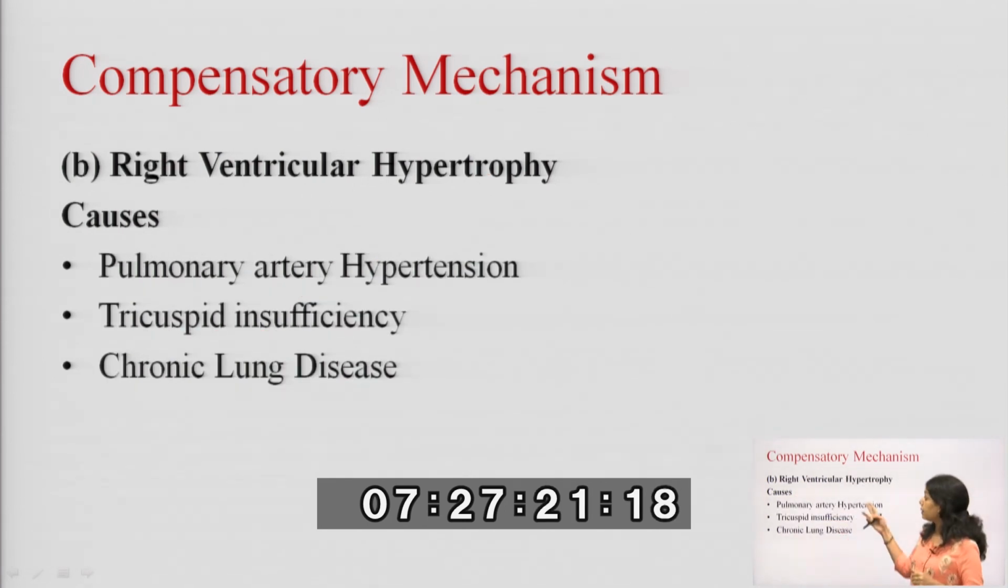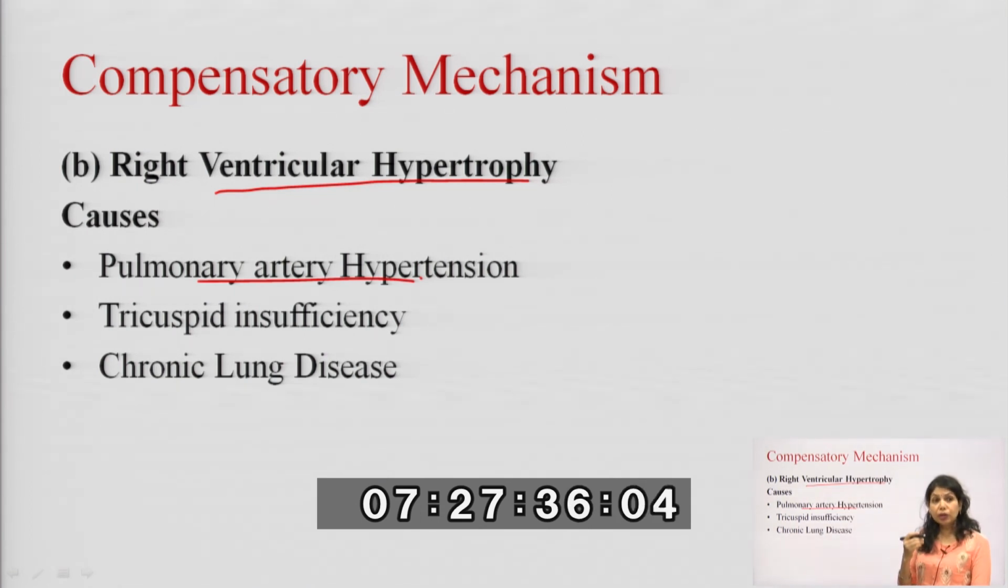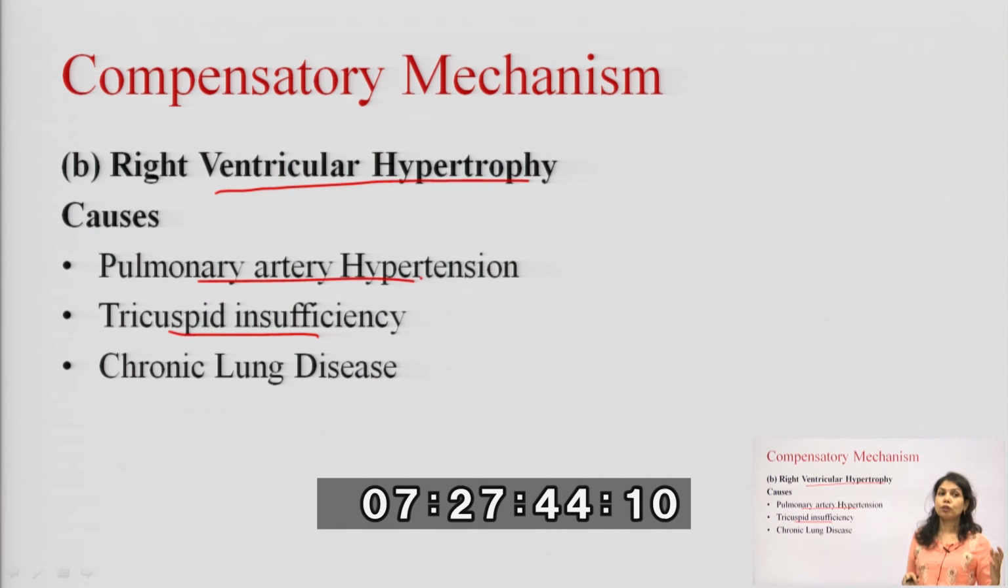Then right ventricular hypertrophy is there, an increase in the cell size of the right ventricle. What are the causes? Pulmonary artery hypertension, or tricuspid insufficiency, where the tricuspid valve present between the right auricle and the right ventricle is not functioning properly, or chronic lung disease.